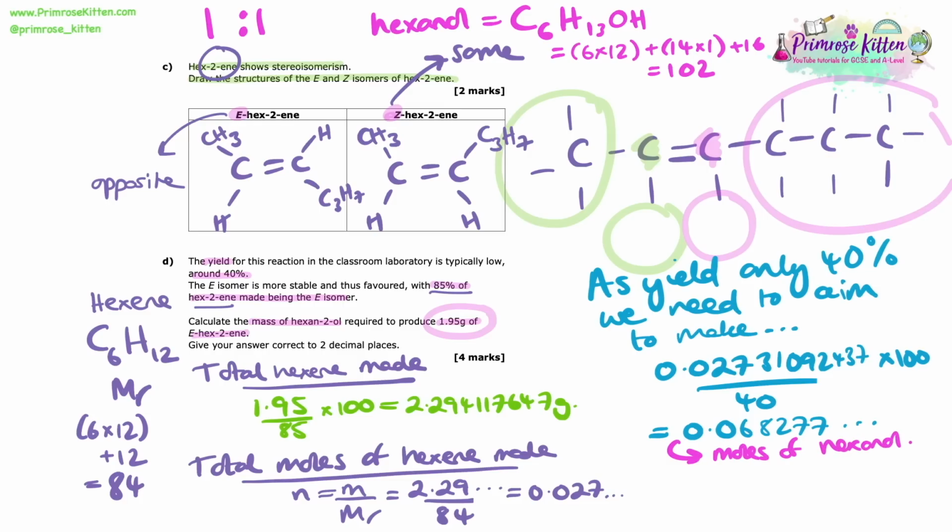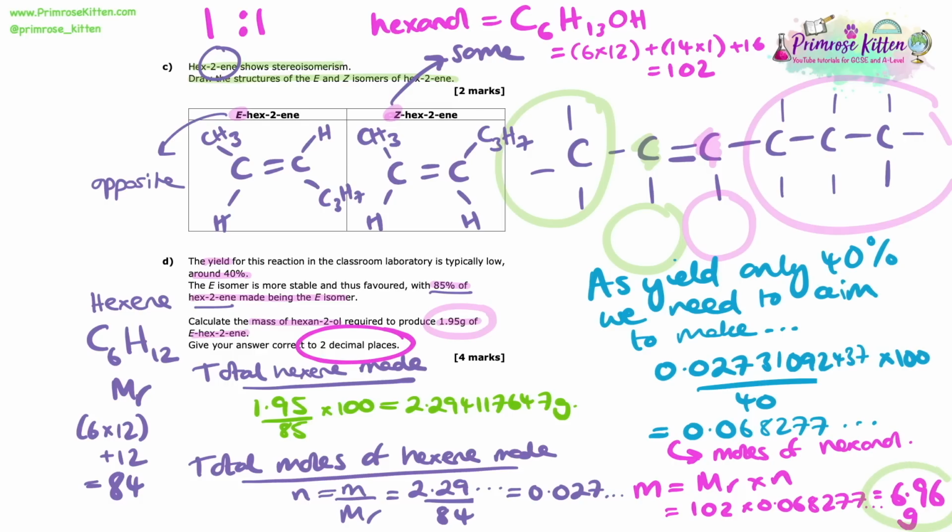And we're going to do that using our classic mass equals Mr times moles, or the Mr times by the number of moles. And we have there 102 times by 0.068277, which, if we round it to 2 decimal places, ends up giving me a mass equal to 6.96 grams.